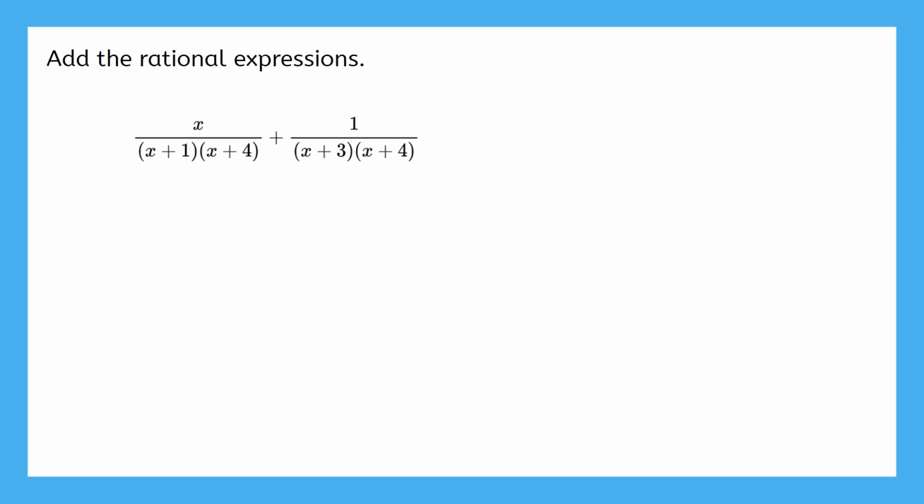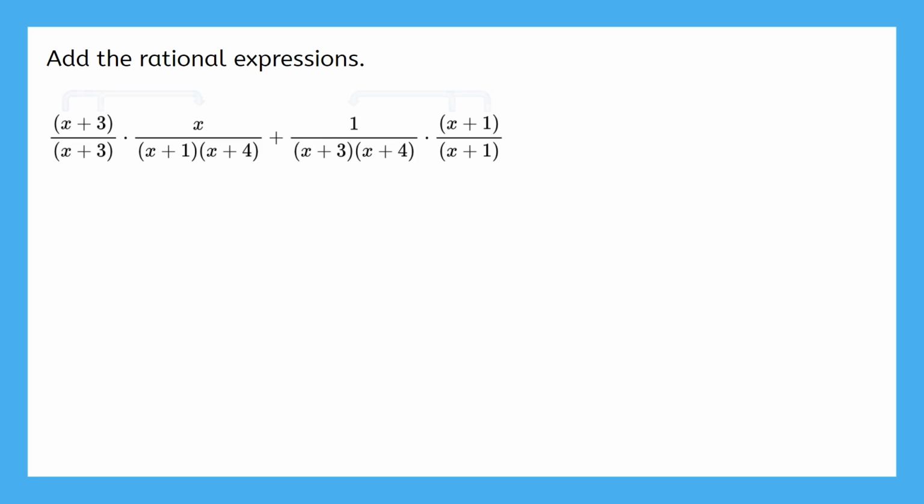All right, let's add these rational expressions with these factored denominators. In the denominators, we have factors of x plus 1 and x plus 4, and in the other one, x plus 3 and x plus 4. Once again, we want these to match, so if one denominator has a factor, the other one also needs to have that same factor. Both denominators have x plus 4, but the denominator on the right is missing x plus 1, and the denominator on the left is missing x plus 3.